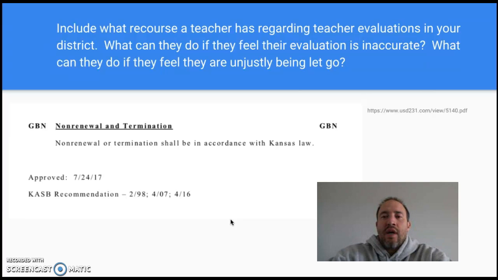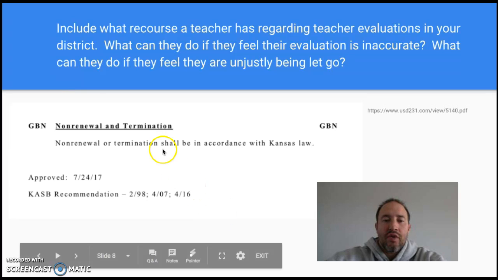What recourse does a teacher have regarding teacher evaluations? What can you do if you feel the evaluation is inaccurate? What can you do if you feel you are being unjustly let go? I really struggled to find paperwork within our policies that actually stated exactly how this would work.